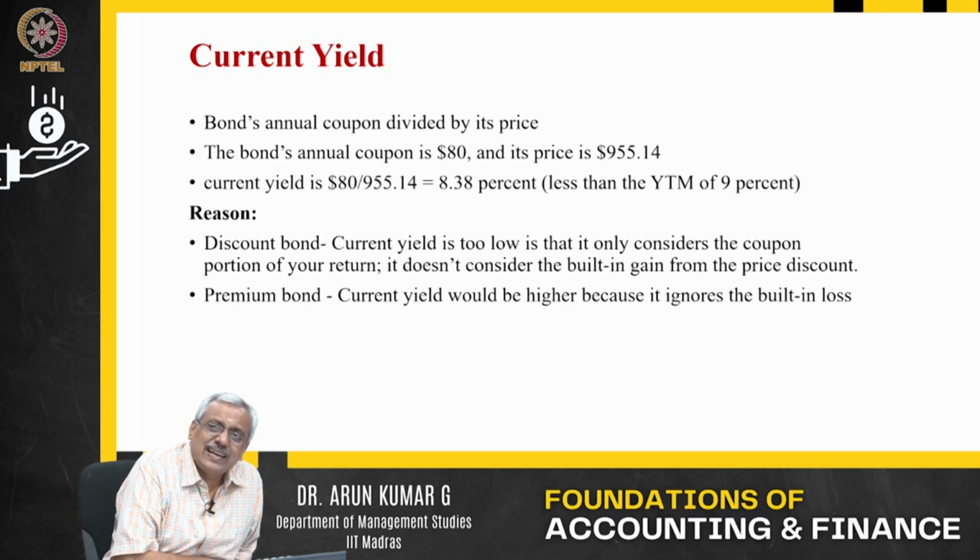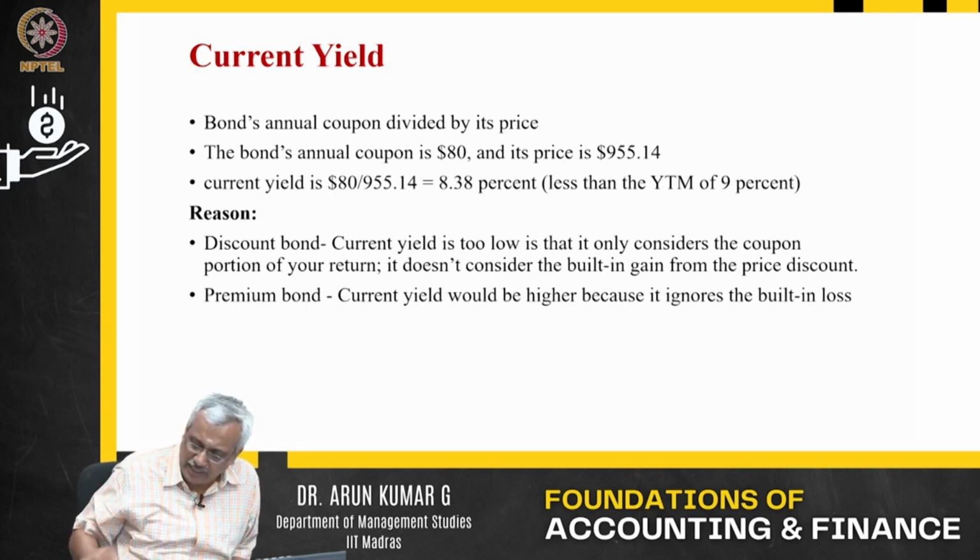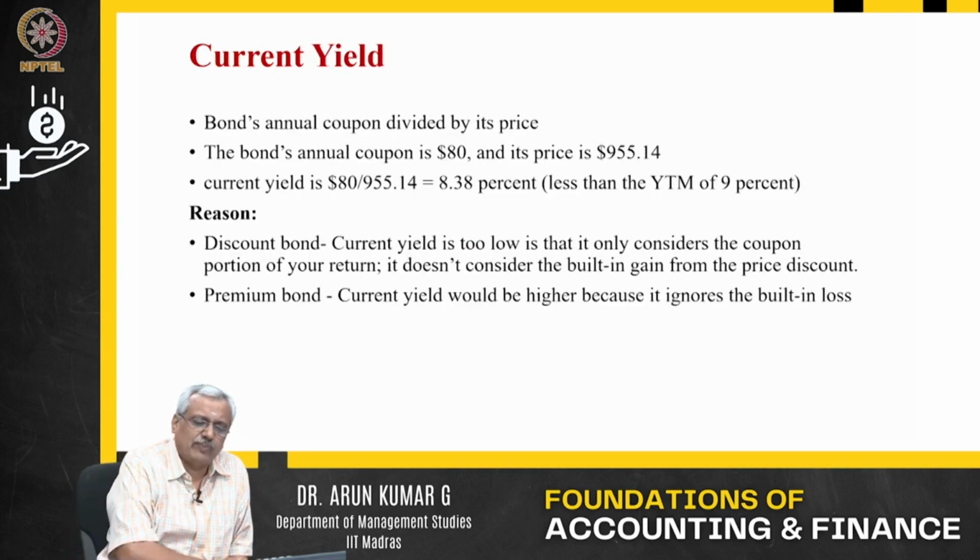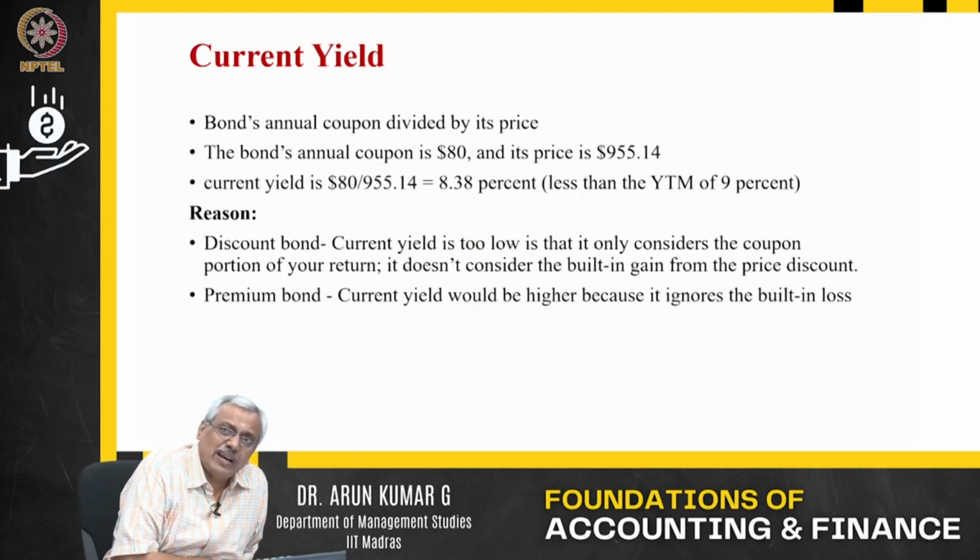The bond is selling in this case at 955.14. That is what we saw in the previous example, 955.14. The bond is giving me a coupon of $80 every year.